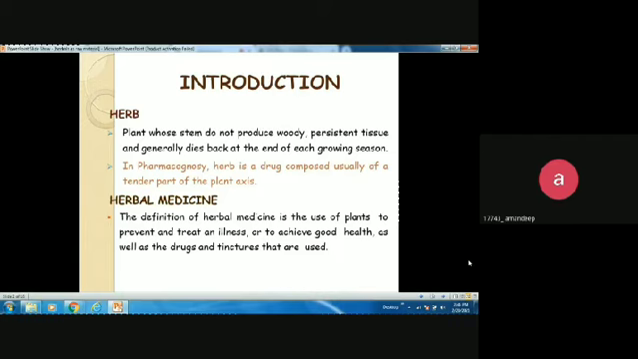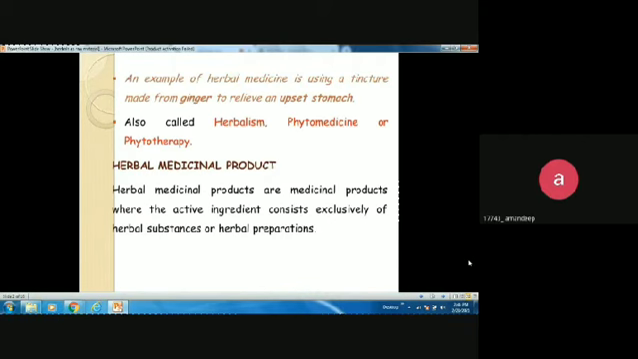Herbal medicine. The definition of a herbal medicine is the use of plants to prevent and treat an illness or to achieve good health, as well as the drugs and tinctures that are used. An example of herbal medicine is using a tincture made from ginger to relieve an upset stomach, also known as herbalism, phytomedicine, or phytotherapy.